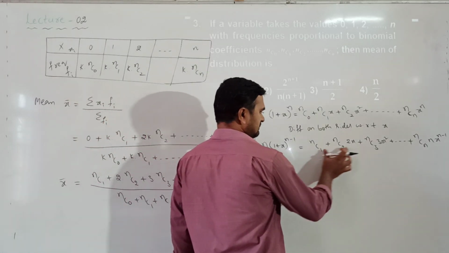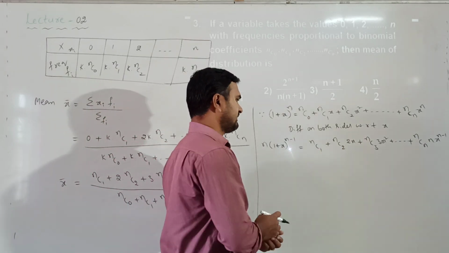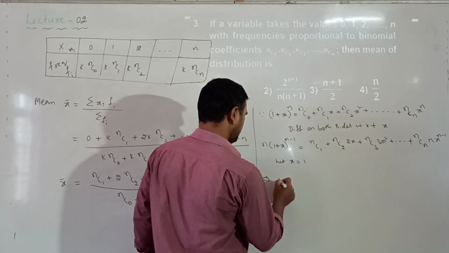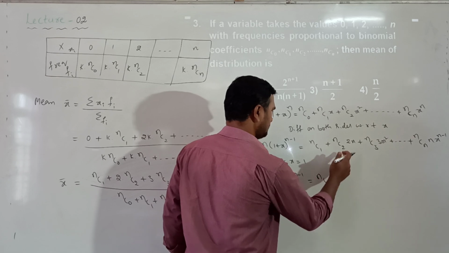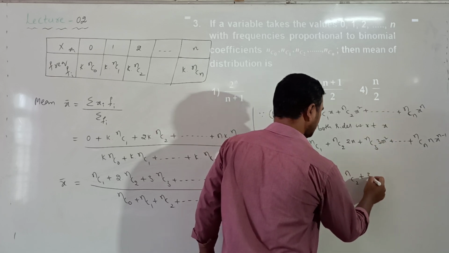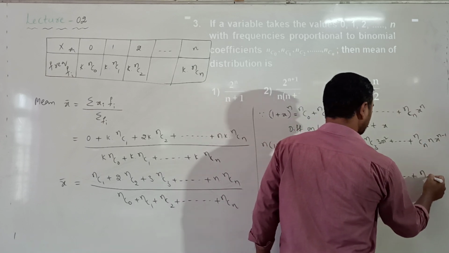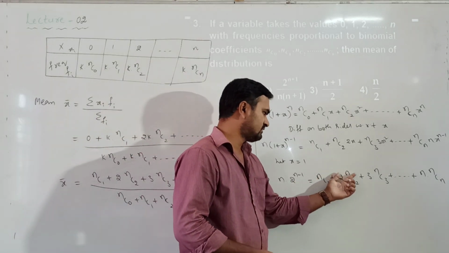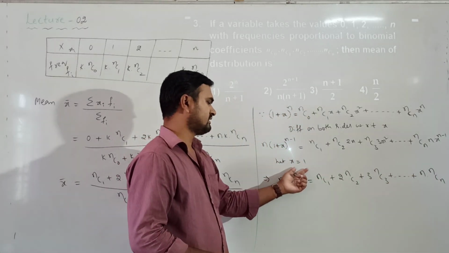Now in this we will substitute x equal to 1. If we substitute x equal to 1, then we get the required summation. Let x equal to 1. So what we get? n into 2 power n minus 1 is equal to nC1 plus 2 into nC2 plus 3 into nC3 and so on. The last term is n into nCn. So the summation nC1 plus 2 into nC2 plus 3 into nC3 up to n into nCn is n into 2 power n minus 1.